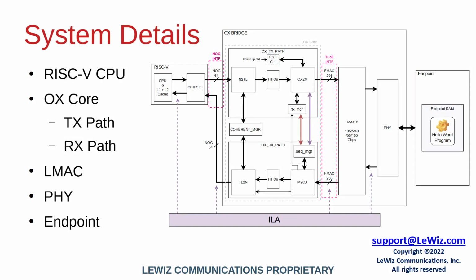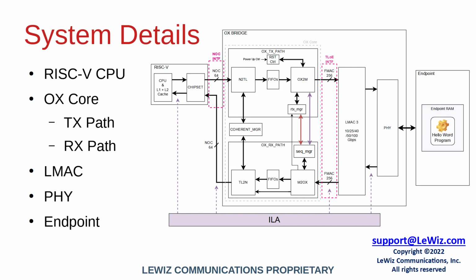In this more detailed view, we can see the processor is divided up into a core and a chipset. A NOC interface connects this chipset to the OX core. The OX core is composed of a separate transmit and receive path to be described momentarily. The combination of LMAC and PHY is used to transmit TLOE frames from the OX core's TX path and receive incoming frames from the network. As mentioned before, the endpoint contains the program instructions.